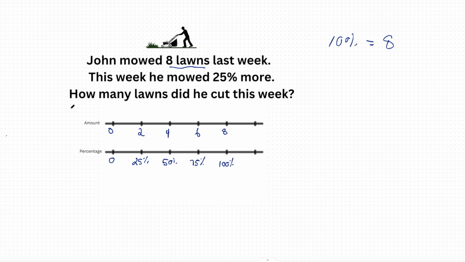So now we can use this to figure out the answer. It says John mowed 8 lawns last week. This week he mowed 25% more. How many lawns did he cut this week? So right here, 25% is 2. That means I know that 125% is going to be 8 plus 2, which gives us 10. So the answer is 10 lawns. By creating this double number line, we could figure out that 25% of 8 was 2, and that helped us get the answer.